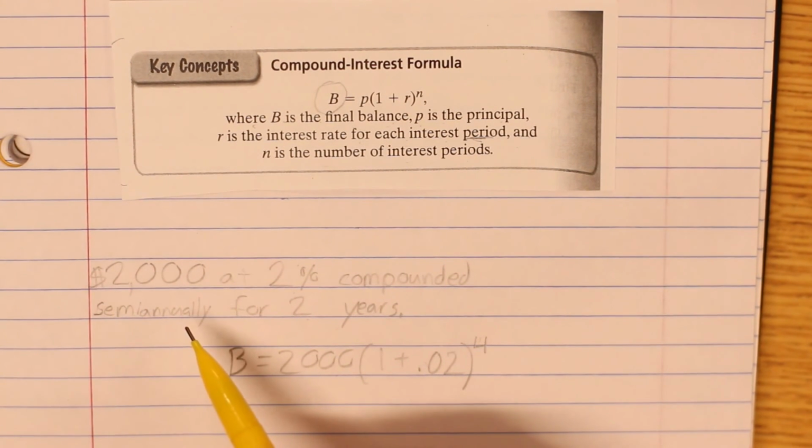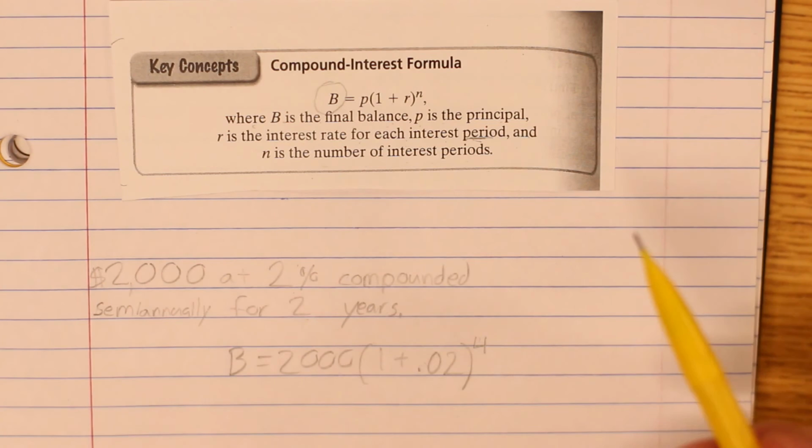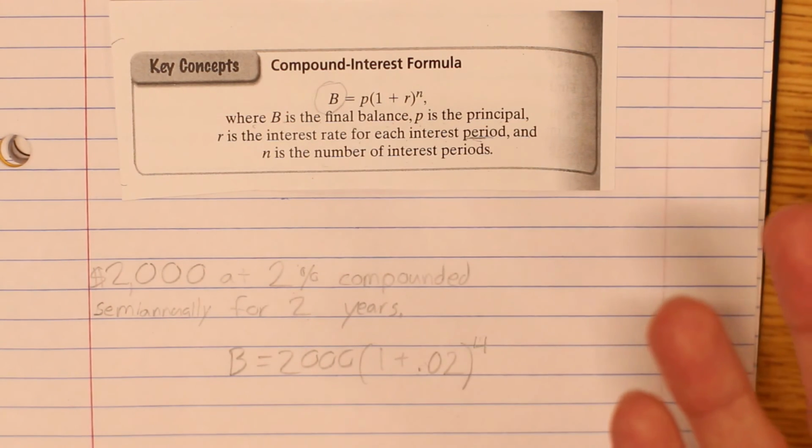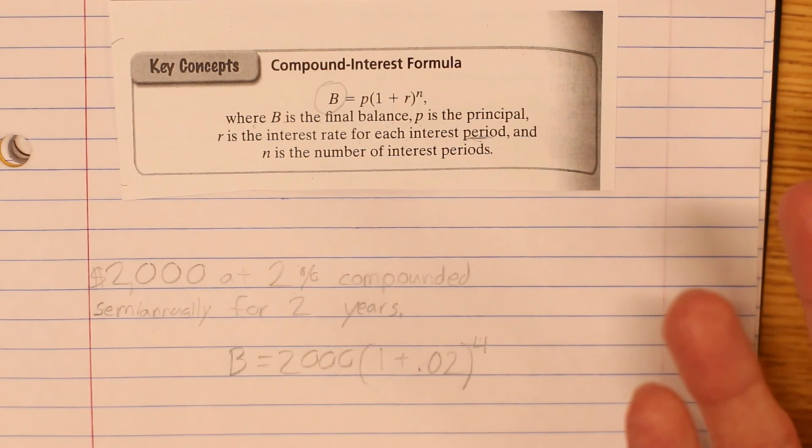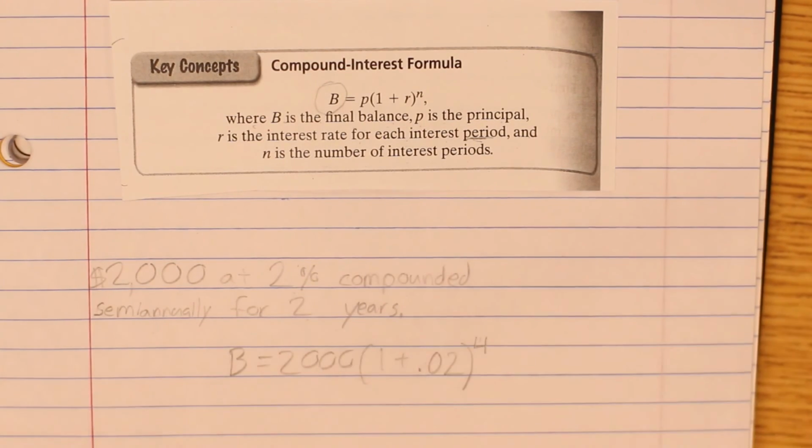The number here changes based on how many times it offers. Like for instance, if it said monthly for 2 years, well, how many months are in a year? 12. And if you have 2 years, how many months do you have? 24. So we would have put 24 there if it had said monthly.